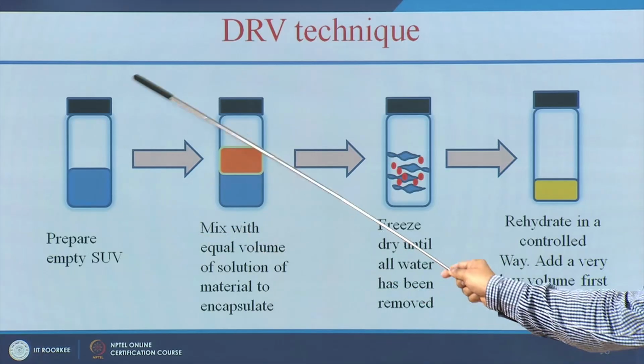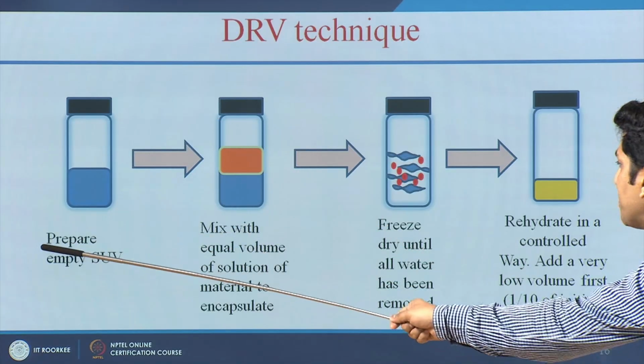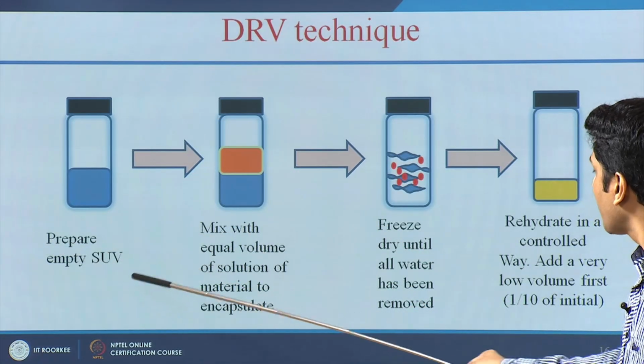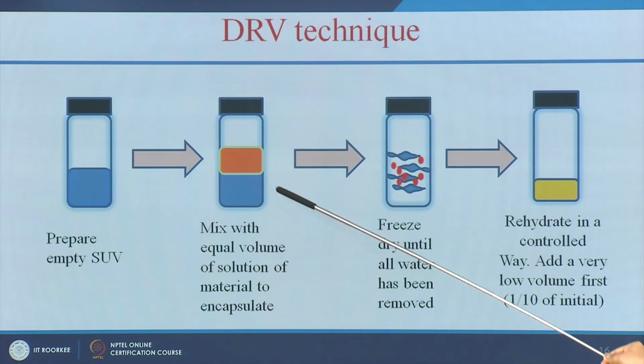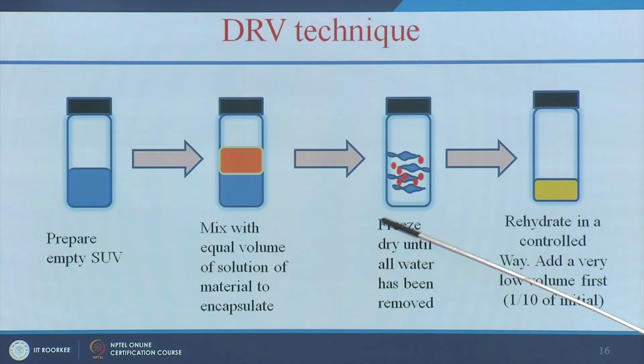Here you can see the DRV technique. We can prepare the empty SUV and mix it with an equal volume of solution or material which should be encapsulated within this SUV, and freeze dry, that is lyophilize. When you freeze dry until all the water has been removed, then you rehydrate in a controlled way. When you add a very low volume, like 1:10 of volume, it will give a very good small size SUV particle with drug loaded nanoparticles.